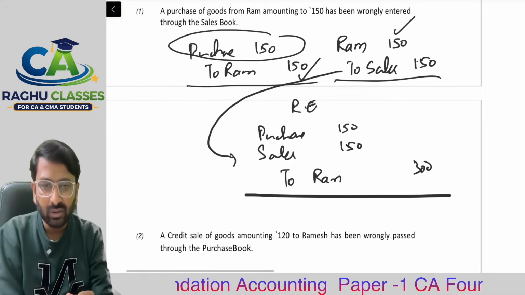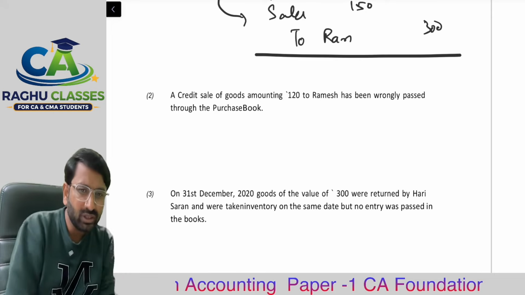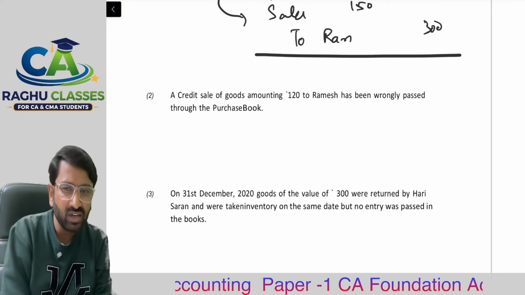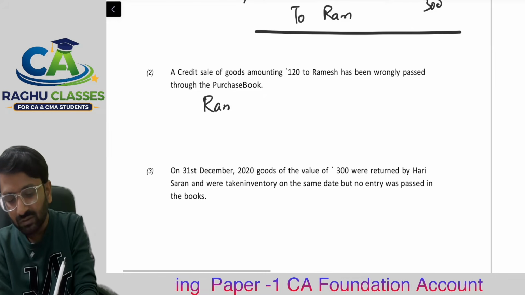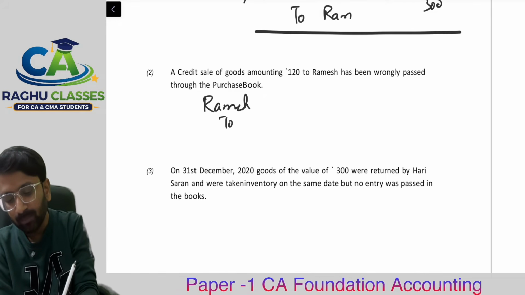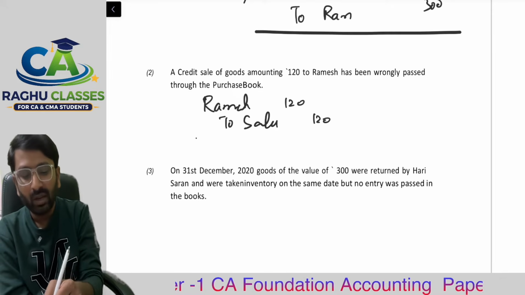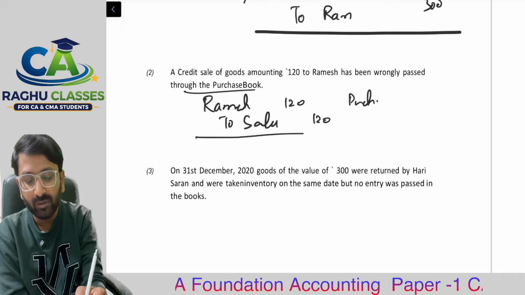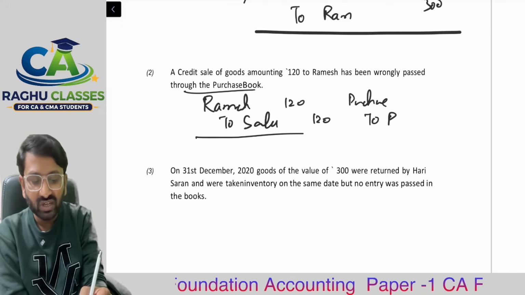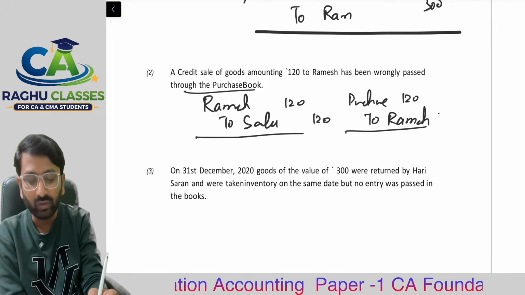Clear? Next one. A credit sale of goods amounting to 120 to Ramesh has been wrongly passed in the purchase book. I'll not be explaining this. Can we simply say the correct entry should be Ramesh account debit to sales 120. But instead of writing in sales, they have recorded it in the purchase book. So the wrong entry would have been purchase account debit to Ramesh 120.